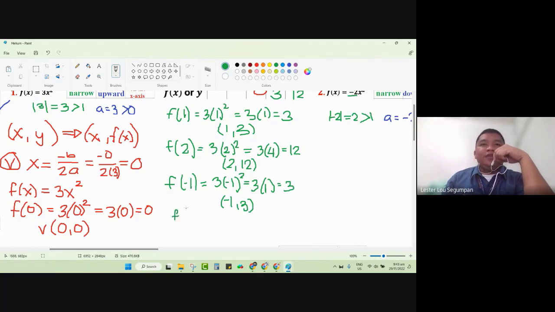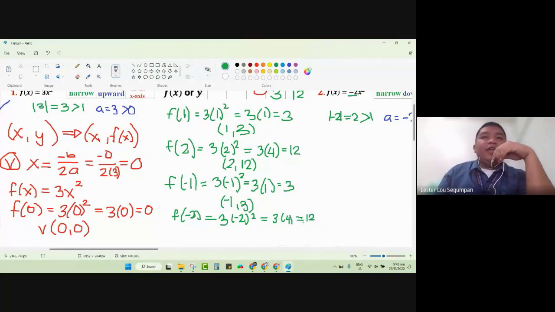And finally, for the last integer, which is negative 2, you would see here a value which is the result of 3 and negative 2 that is subjected to an exponent of 2. So PEMDAS, negative 2 squared is 4. So 3 times 4, you will still get 12.